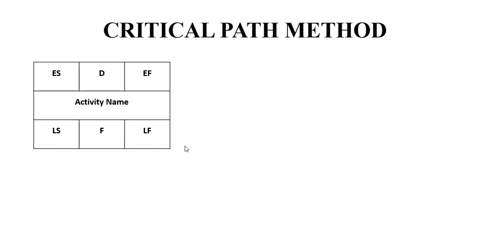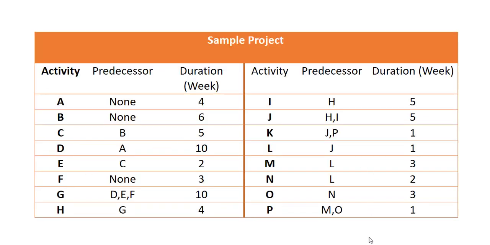So remember this diagram. Based upon the same diagram, we are going to understand how the critical path is determined. So let's begin with the sample project. Here we have a sample project which consists of various activities. Activity names are given here, that is A, B, C, D up to P.